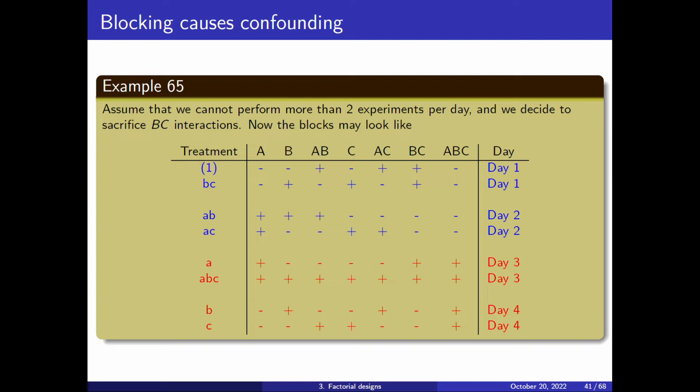This is an even more extreme case. Let's say that instead of 4 experiments per day, you can do only 2 experiments per day, and then you decide to sacrifice the BC interactions. So here we have BC. BC is confounded between day 1 and day 2, and it is also confounded between day 3 and day 4.